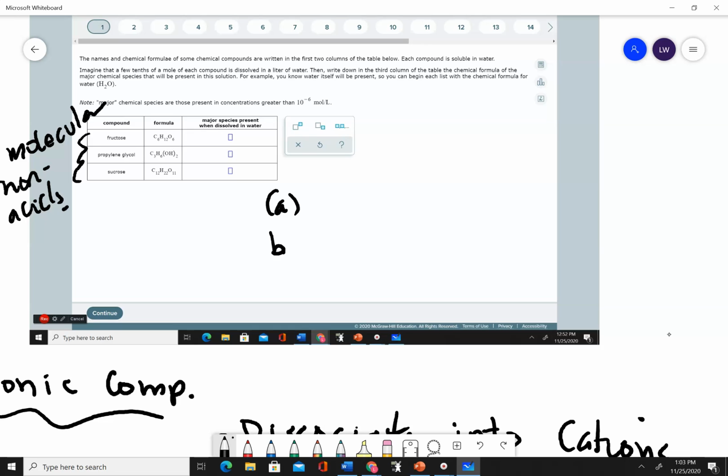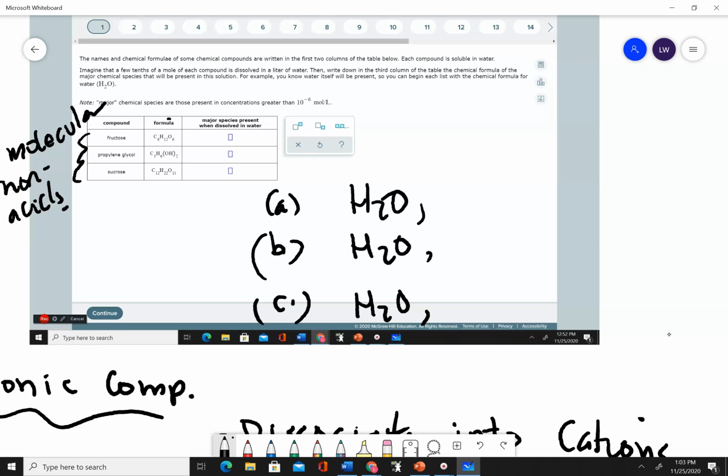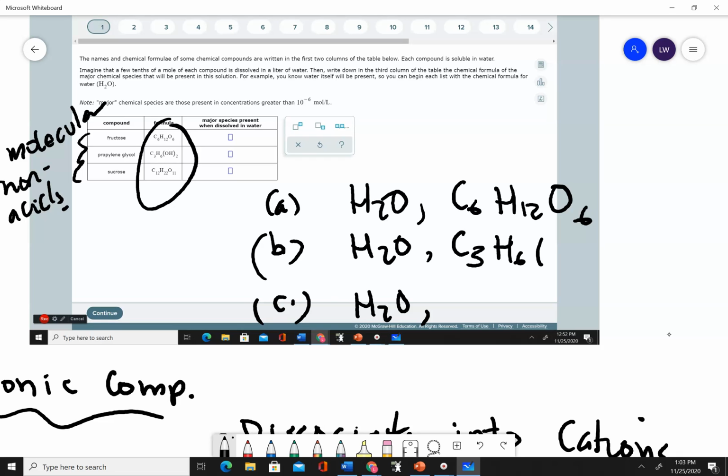Let's just call them A, B, and C. What we know in each case is that we're going to have a bunch of water present, but the question is what else is going to be present. Because these are all molecular non-acids, what will be present is just the intact molecule. So we will just write down the formula for each. Don't be fooled by seeing the parentheses there and thinking that they represent the hydroxide anion. They don't. There we are. So that's it.